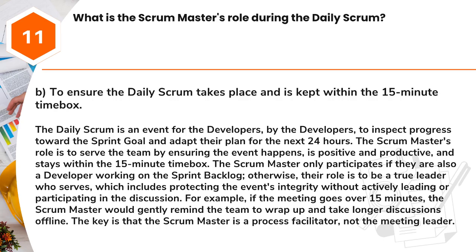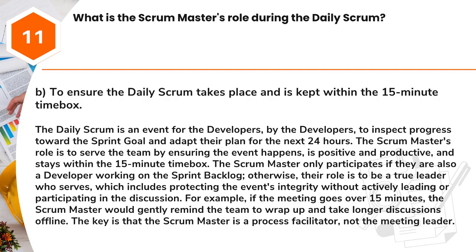The daily Scrum is an event for the developers by the developers to inspect progress toward the sprint goal and adapt their plan for the next 24 hours. The Scrum Master's role is to serve the team by ensuring the event happens, is positive and productive, and stays within the 15-minute time box. The Scrum Master only participates if they are also a developer working on the sprint backlog.